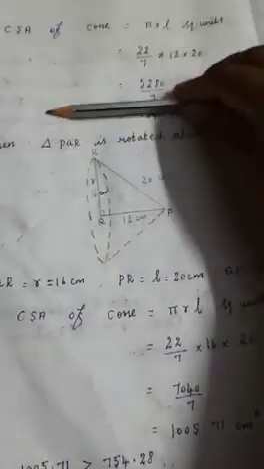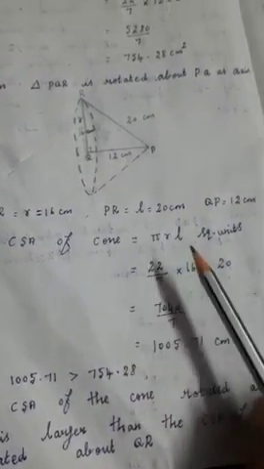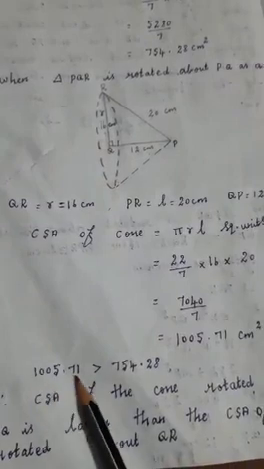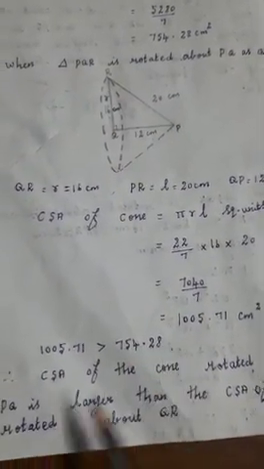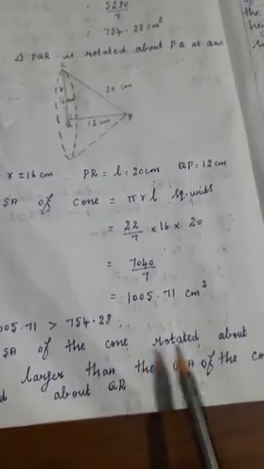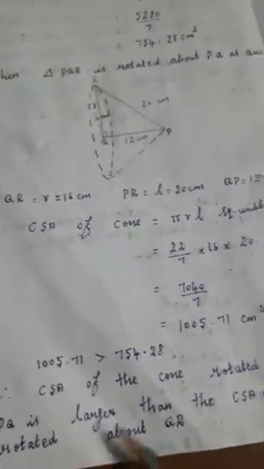Now you can compare this cone and this cone value. Which is greater? This one, while you are rotating about PQ axis only, greater you are getting. So 1005.71 is greater than 754.28. Then write the answer: CSA of the cone rotated about PQ is larger than the CSA of the cone rotated about QR. So while you are rotating about the PQ axis, this one only is greater. Thank you.